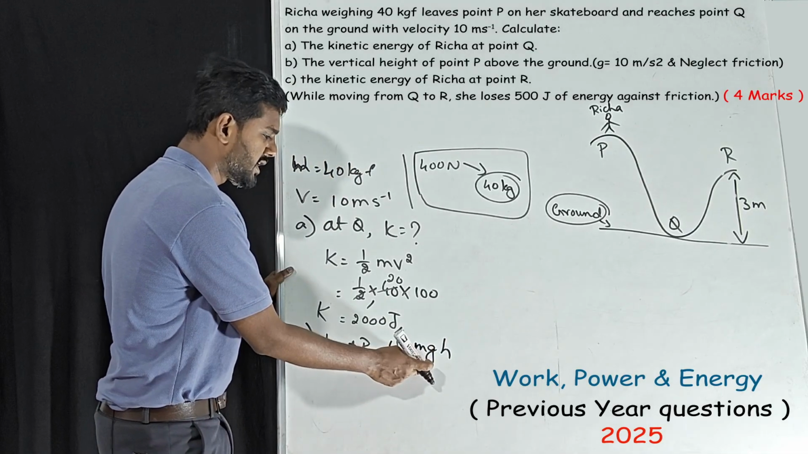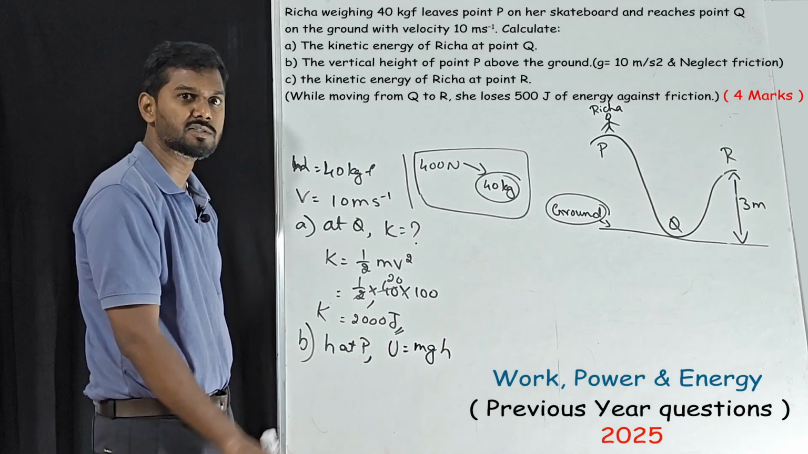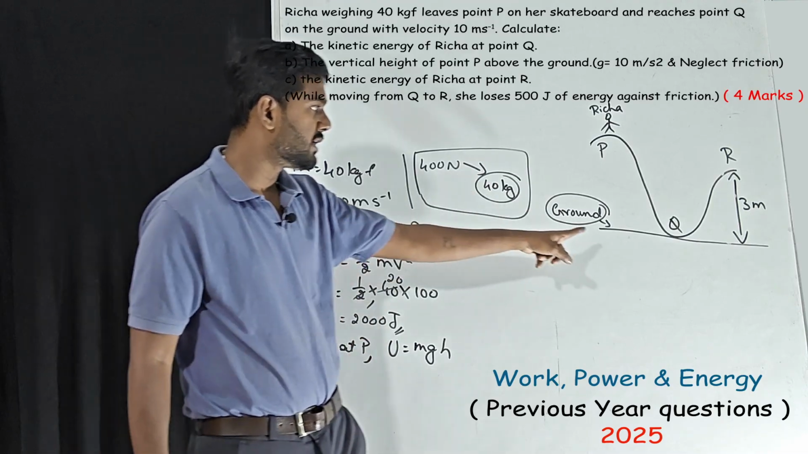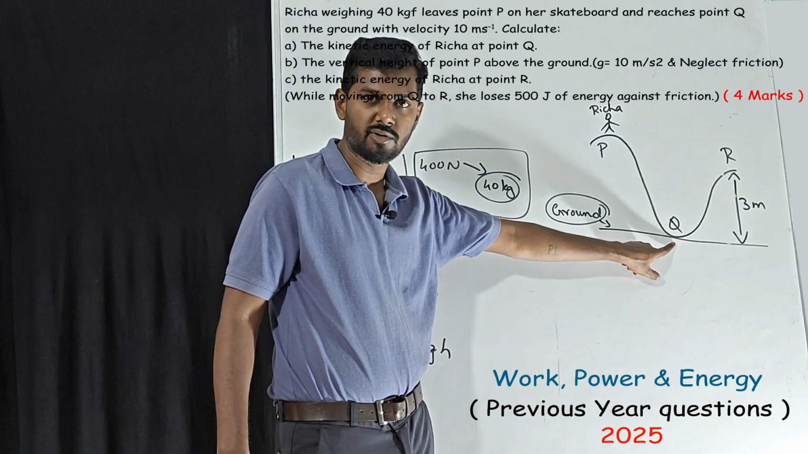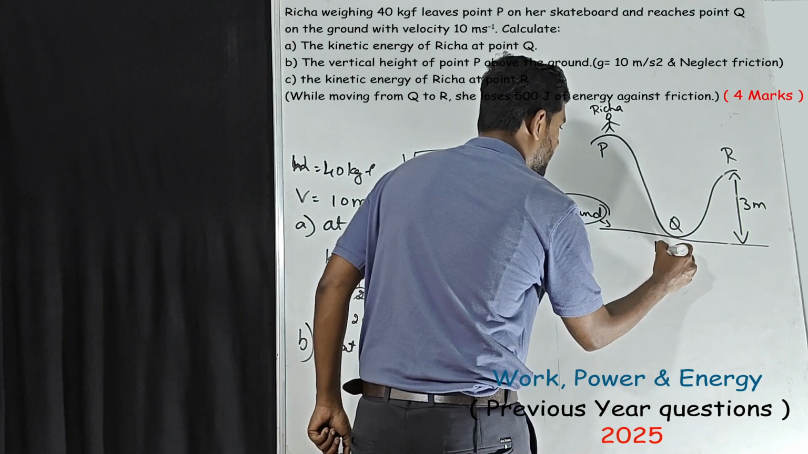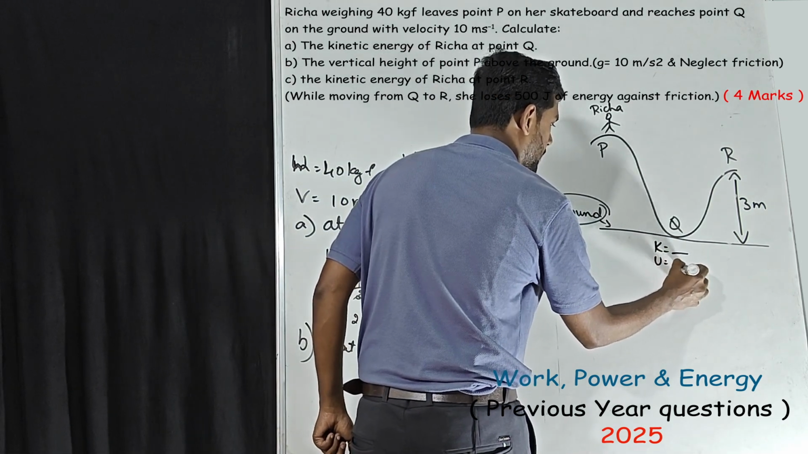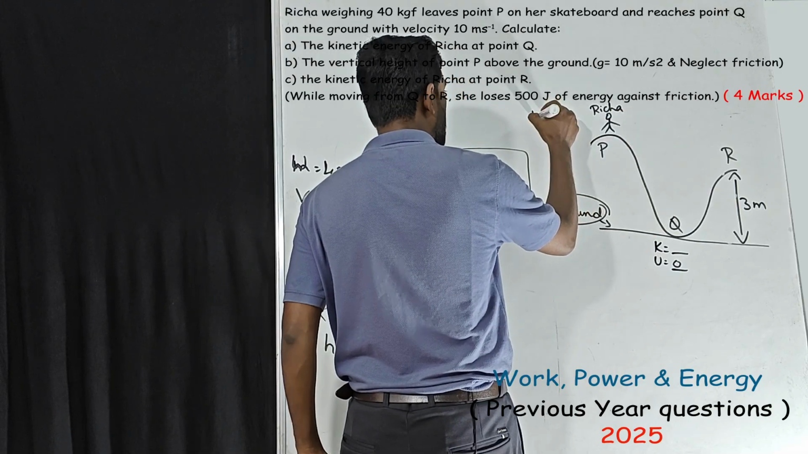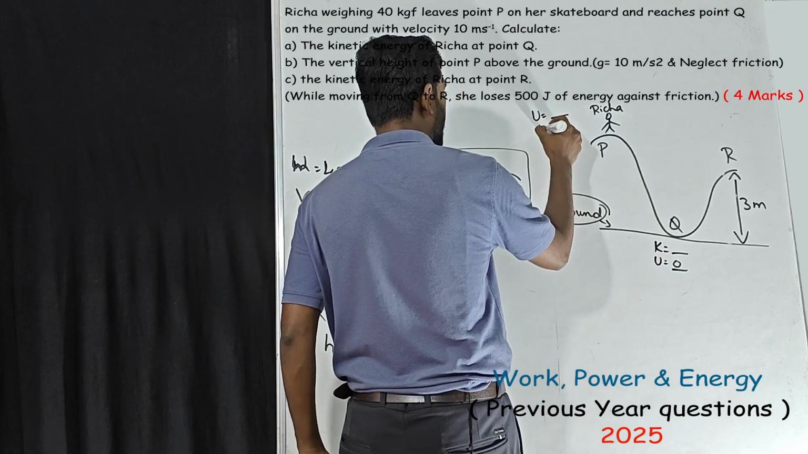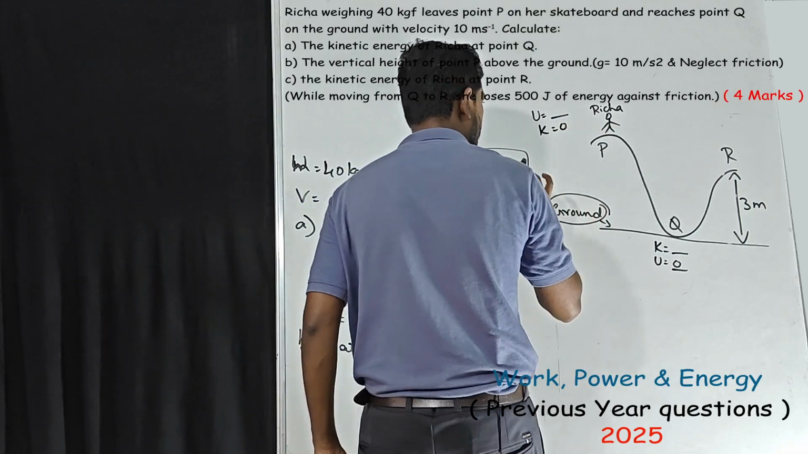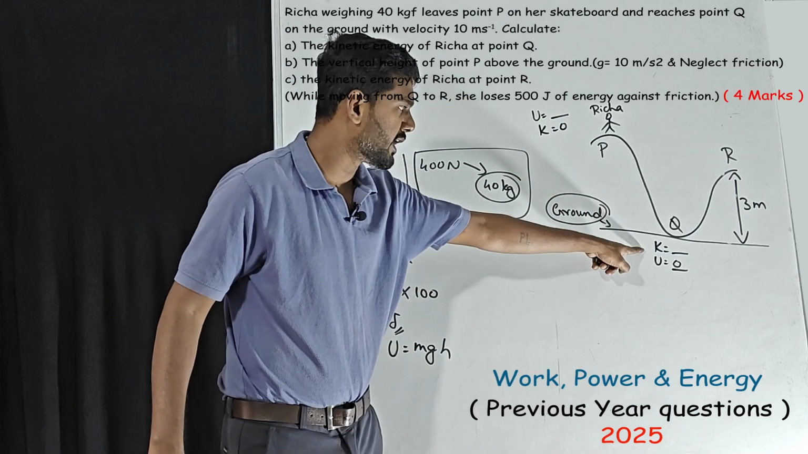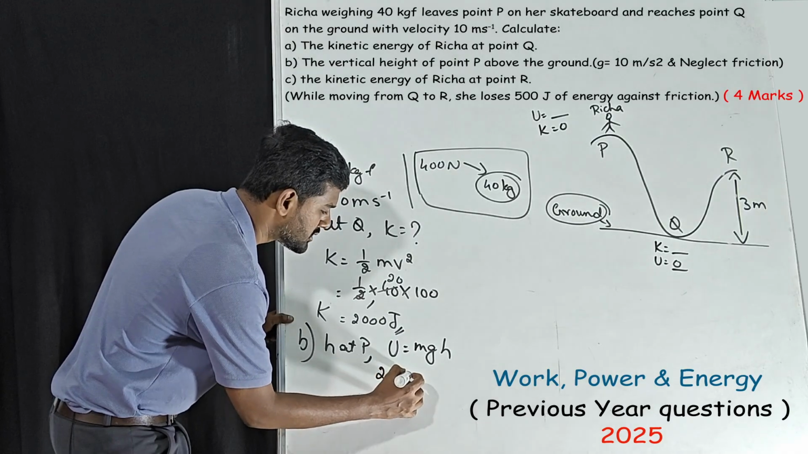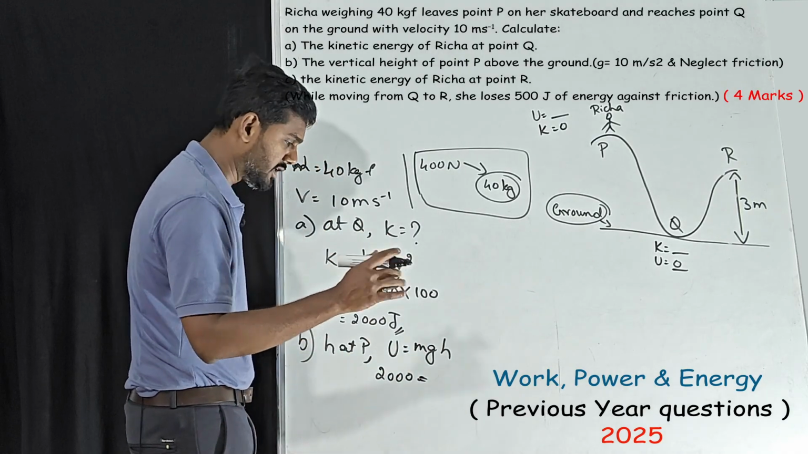M is given, g is given, height we need to find. We don't know what U is. U is nothing but potential energy, at P. I just now told you, whatever the kinetic energy we have here, kinetic energy is maximum, potential energy is 0 because no height. Whatever the kinetic energy we have here, the same potential energy we have at P. Kinetic energy will be 0 because she is not moving. So that is nothing but 2000 joules. You don't have to give a reason, it is understood.